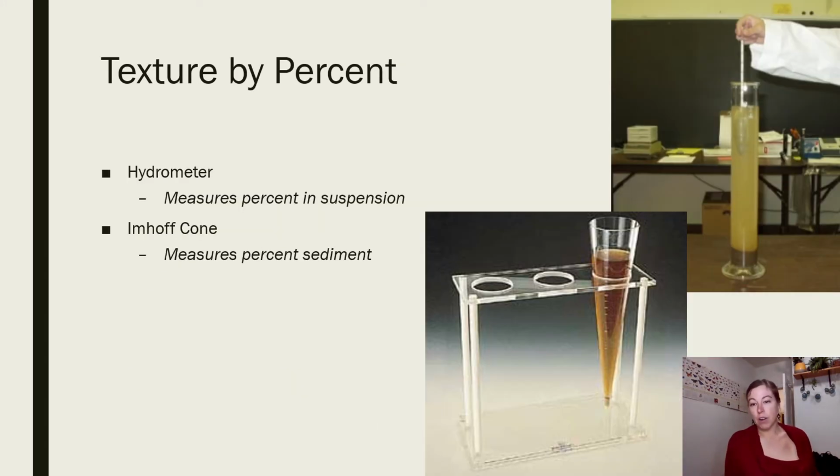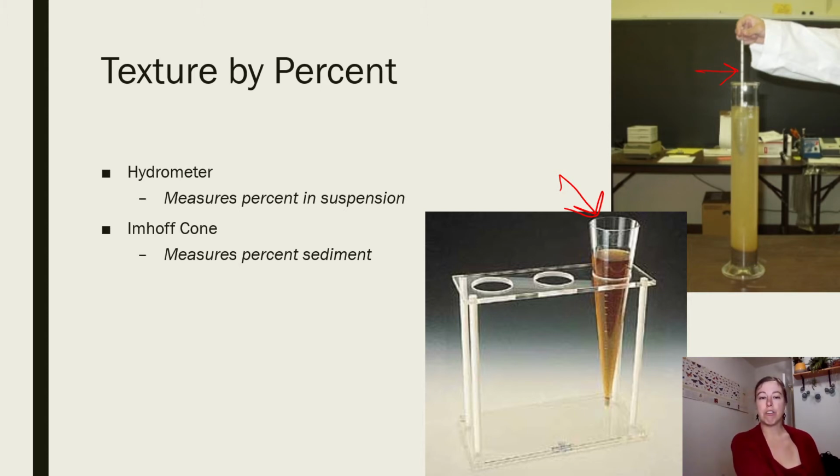So here are the types of percent calculations we do. This is a proper Imhoff cone here. We're going to use a jar at home. It's not as accurate, but it'll do the trick. And then this is a hydrometer. I'm going to do a demonstration of how a hydrometer works.